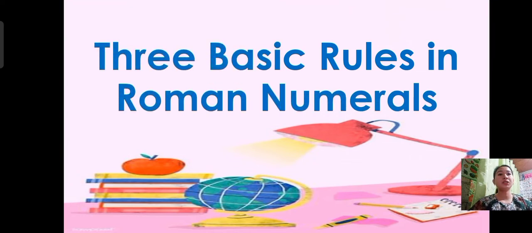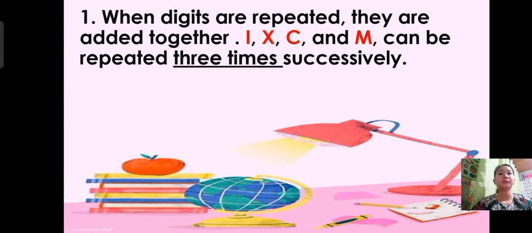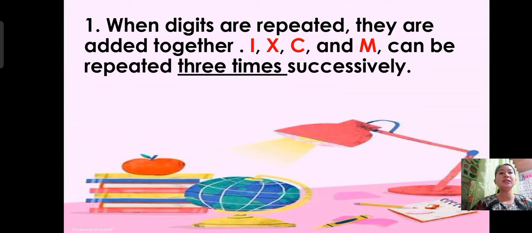We also have 3 basic rules in Roman numerals. Our first rule is, when digits are repeated, they are added together. The Roman numerals I, X, C, and M can be repeated 3 times successively.